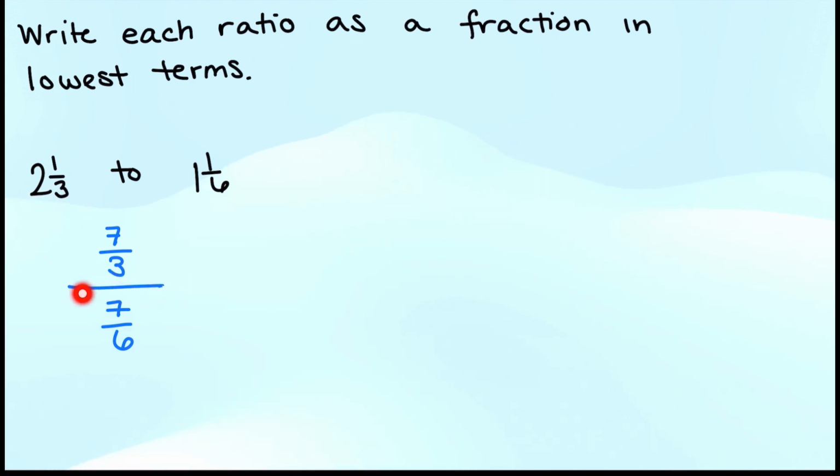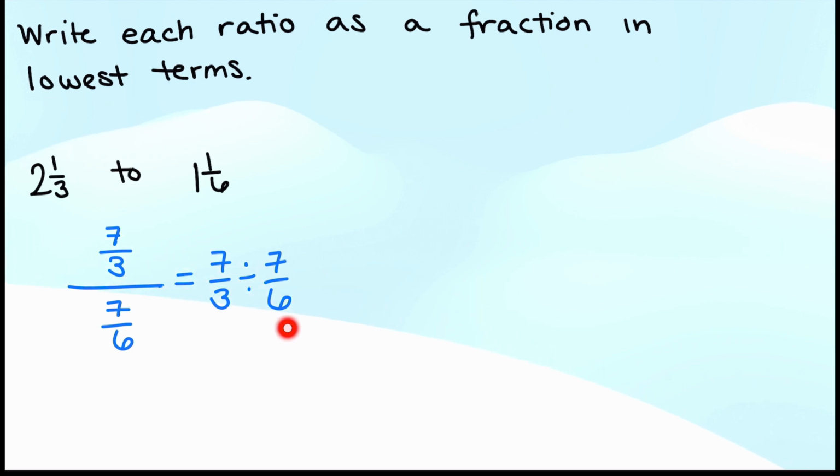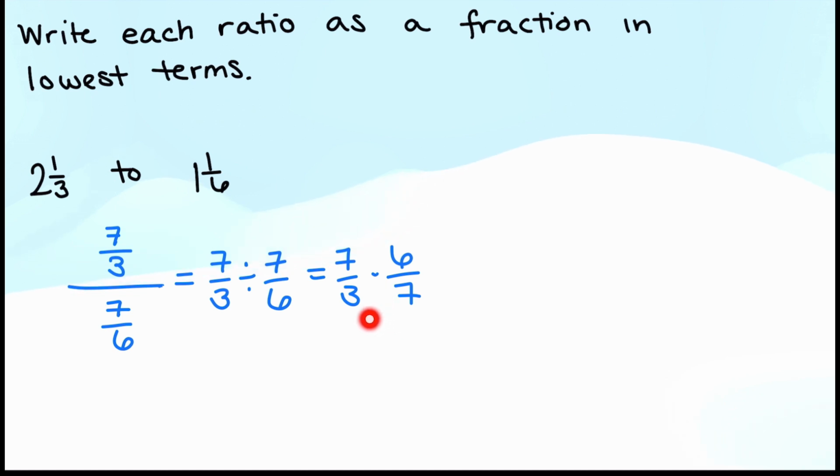This fraction bar right here means division. I can rewrite this problem as 7/3 divided by 7/6. And to divide fractions, we multiply by the reciprocal. So that means copy down the first number, dot, so change to multiplication, flip, copy, dot, flip. So change to multiplication, and then flip the second fraction, that's multiplying by the reciprocal.